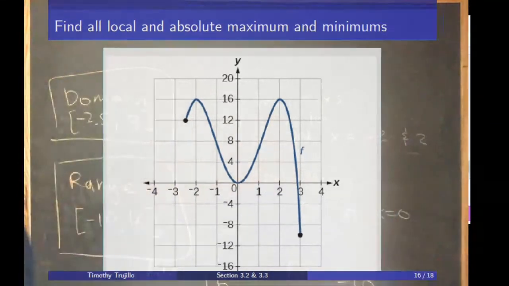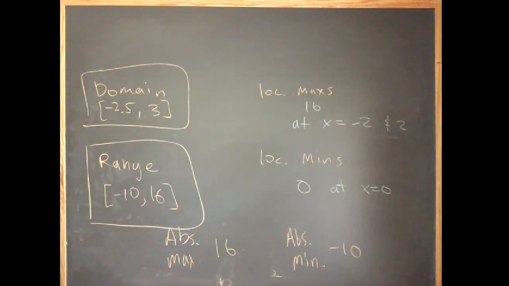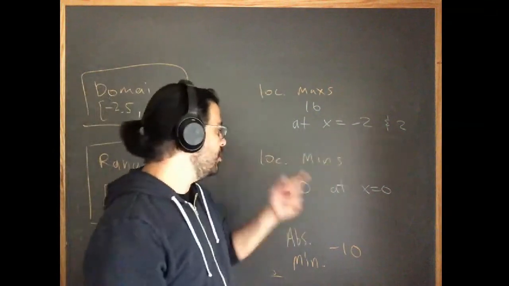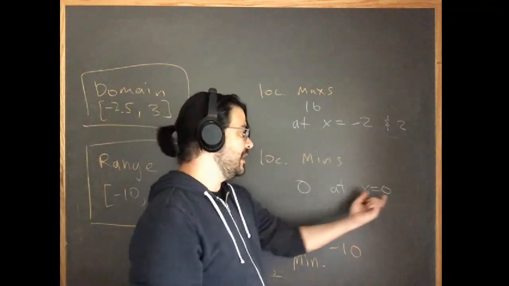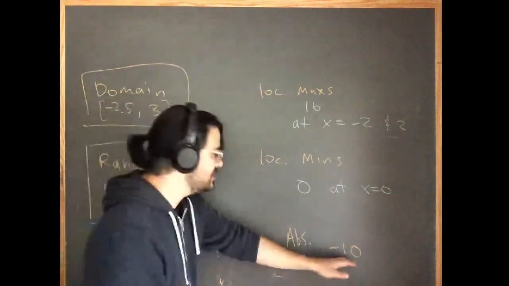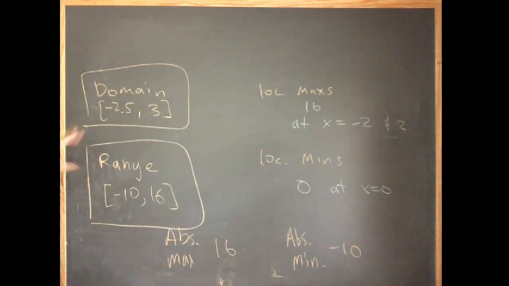So here's what the answers would look like, right? So the local max is 16. There's 2 of them, one at -2 and one at 2. The local minimum is 0, and it occurs at x equals 0. The absolute minimum is -10. The absolute maximum is 16. And here's our domain and our range.